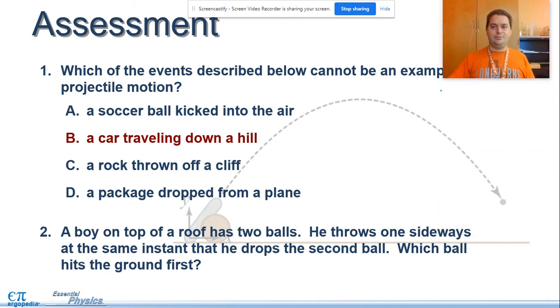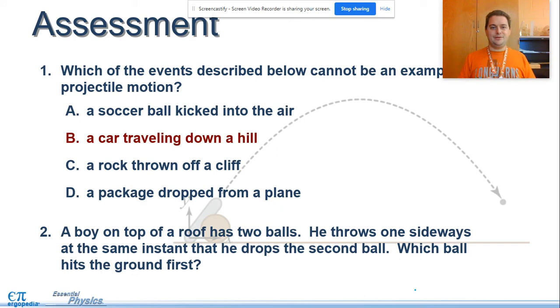Now, here's your big brain buster. And I might post a video, especially for my kids. I might see if the other physics teachers will do this. Otherwise, look it up: Mythbusters, bullet drop versus bullet fired. A boy on top of a roof has two balls. He throws one sideways at the same instant that he drops the second. Which ball hits the ground first? Which ball hits the ground first?